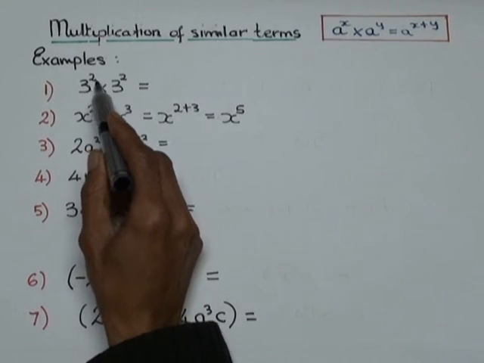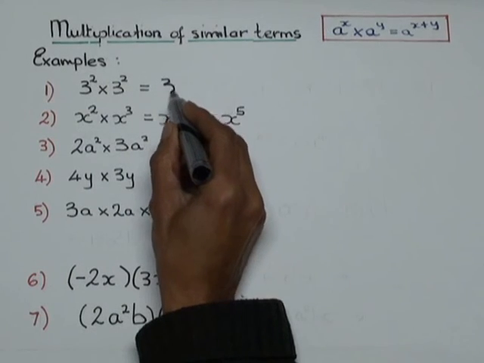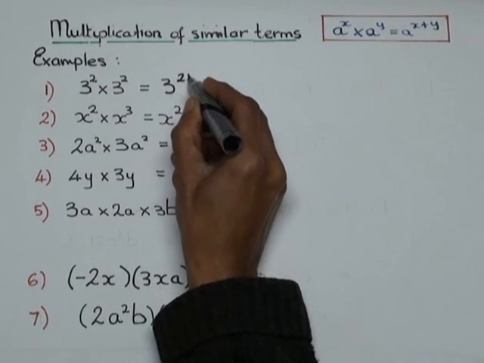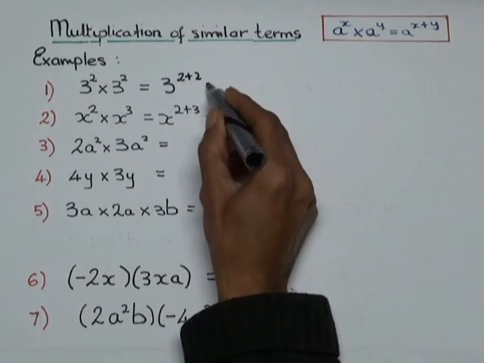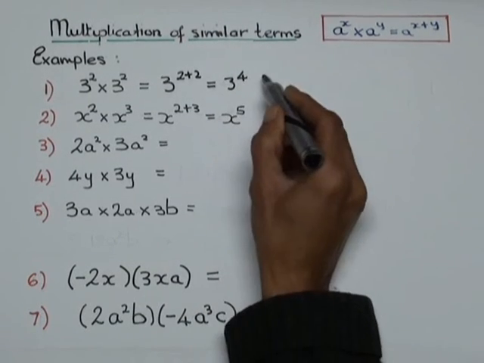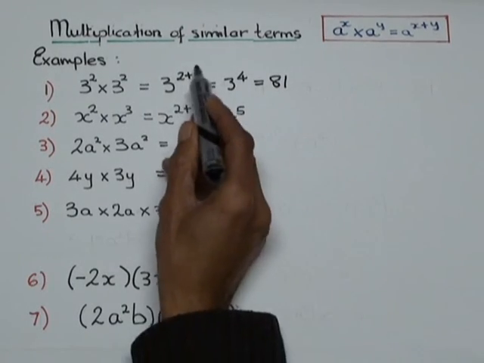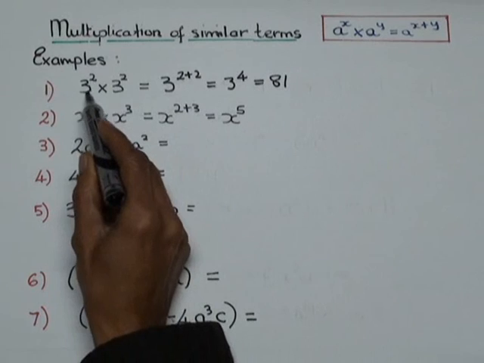Examples. Number 1, 3 to the power 2 times 3 to the power 2 is equal to 3 to the power 2 plus 2, and that is equal to 3 to the power 4, which is equal to 81. We add the exponents when the bases are the same.